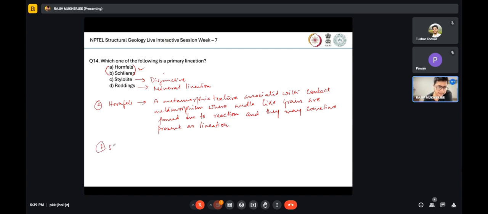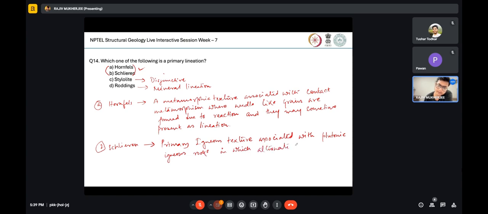Similarly, Schlieren, this is a primary igneous texture associated with plutonic igneous rocks in which alternate dark and light colored mineral segregation is observed.